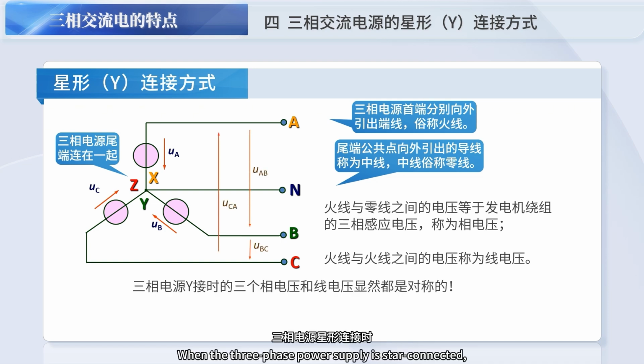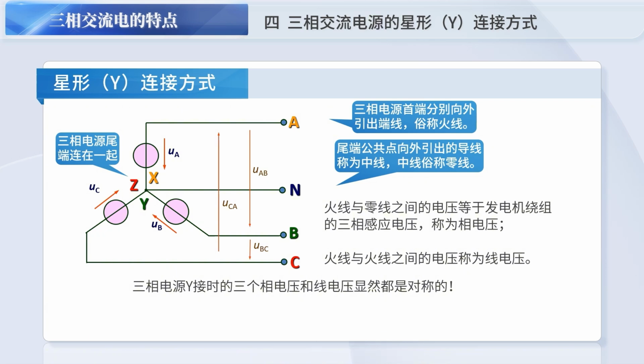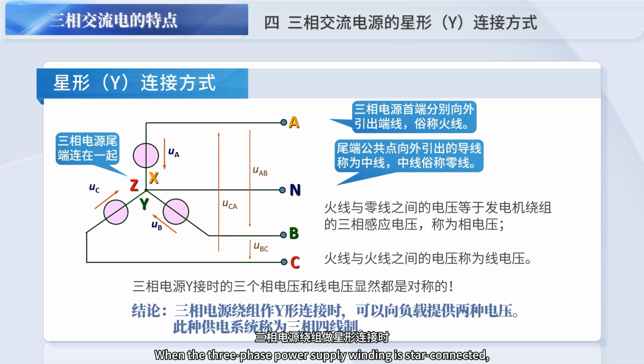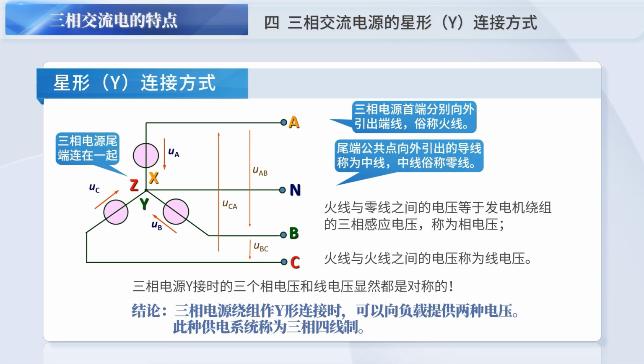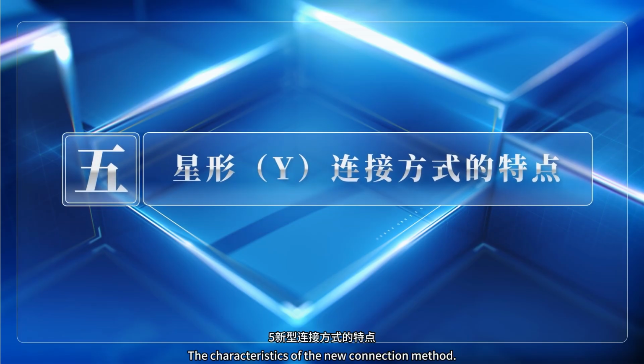When the three-phase power supply is star-connected, the phase voltages and line voltages are obviously symmetrical. When the three-phase power supply winding is star-connected, it can provide two voltages to the load. This power supply system is called a three-phase 4-wire system. The characteristics of the star connection method.